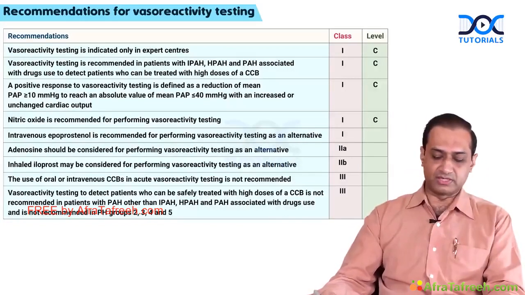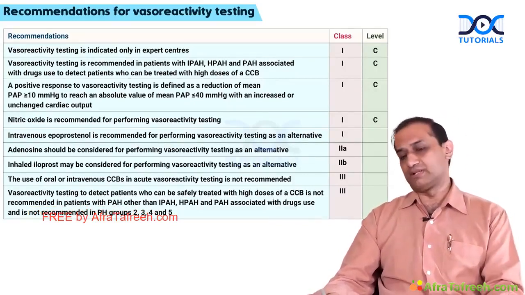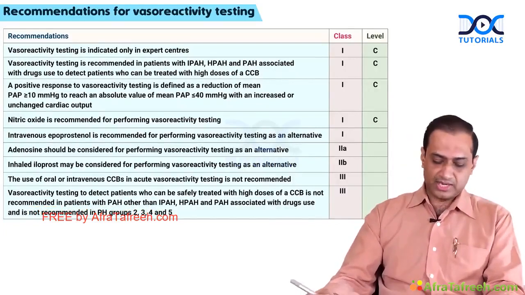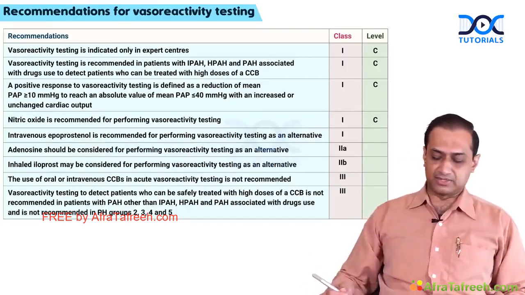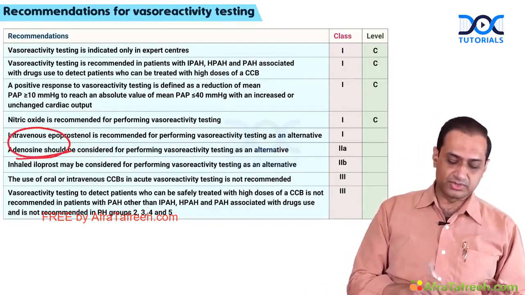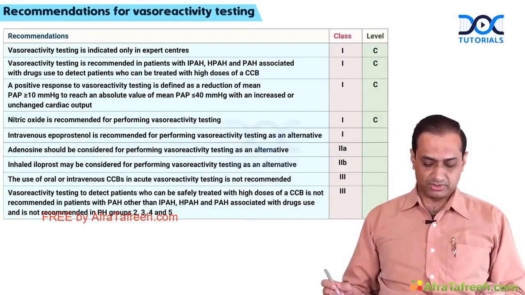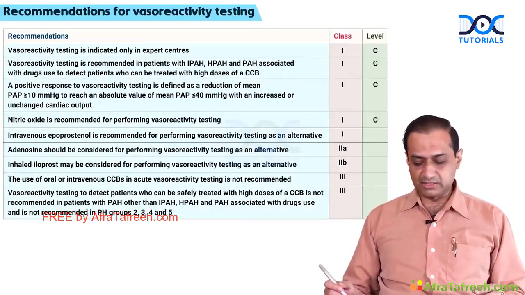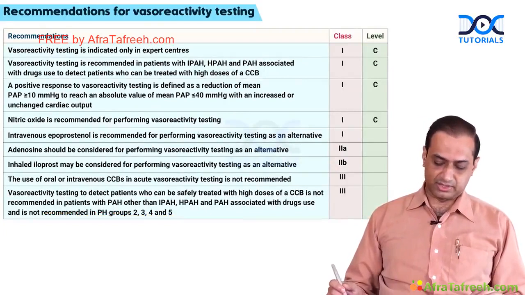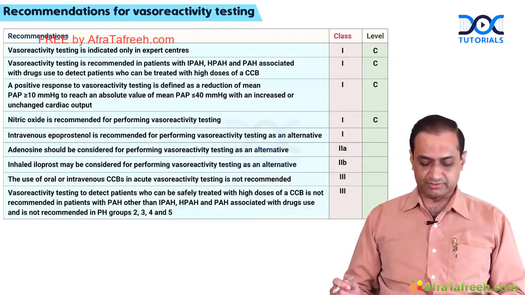A positive response is defined as a reduction of mean PA pressure of more than 10 mmHg with an absolute value less than 40, without any decrease of cardiac output. Nitric oxide is the preferred agent, but it is not easily available, and neither is epoprostenol. As a substitute, adenosine is usually used, which is a class 2A agent. For assessment, inhaled iloprost is 2B. Oral CCBs are not recommended, and vasoreactive testing is not recommended for idiopathic PH, hereditary PH, or PH associated with drugs.